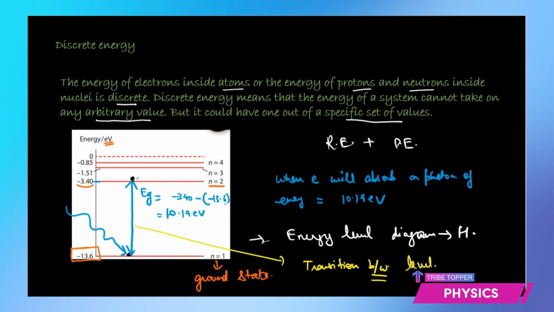So when the transition happens from level 1 to level 2, it can happen only if the electron gets energy equal to the energy gap, because the energy of each level is discrete. Your electron cannot exist within this space. So if it has to go from 2 to 3, it again has to absorb a photon of energy equal to this energy gap. This is how the transition can happen between the various energy levels. So this was all about the discrete energy levels of electrons in an atom.